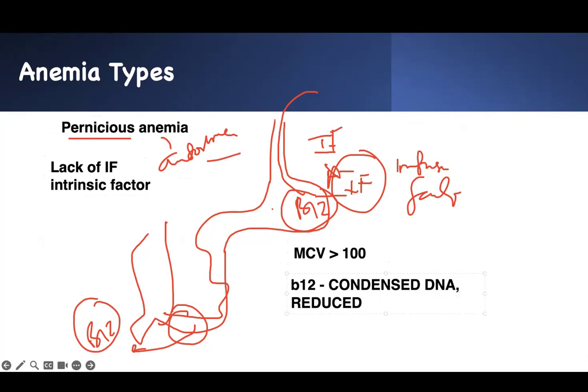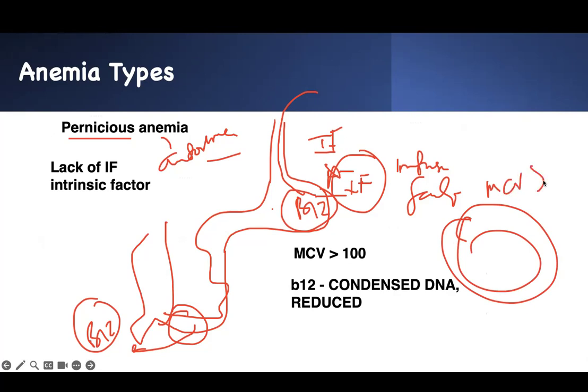If you don't have reduction and condensation of the DNA, your red blood cells become huge. So you have what? Macrocytic anemia, MCV greater than 100. What is the NCLEX going to ask you? Signs and symptoms. This is key. And I want you to stop the video and write this down.